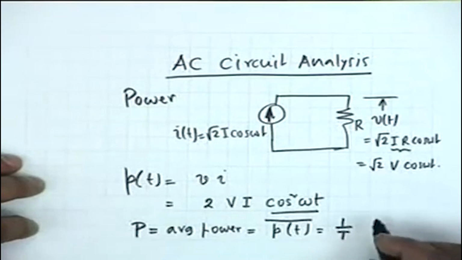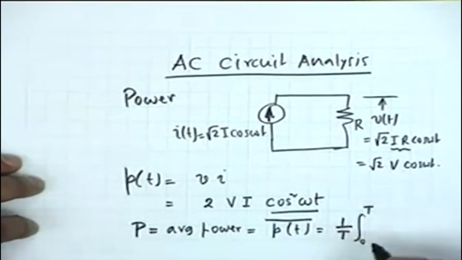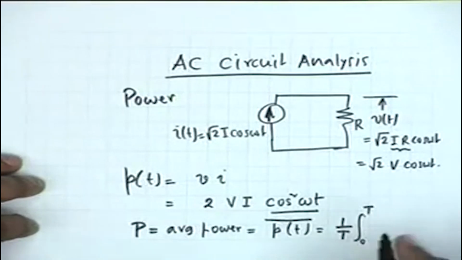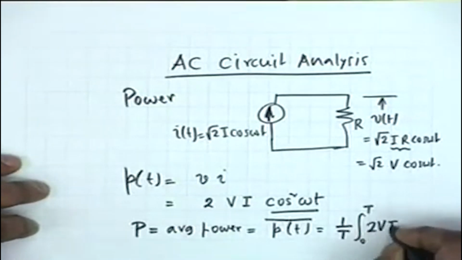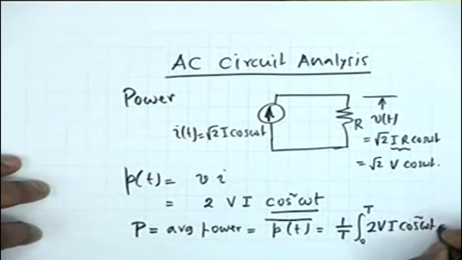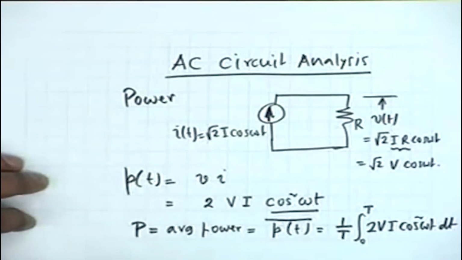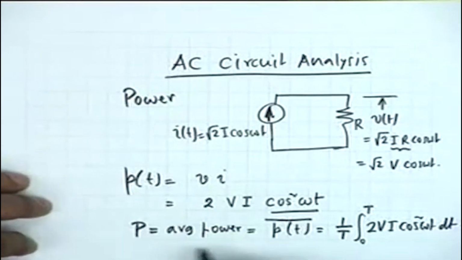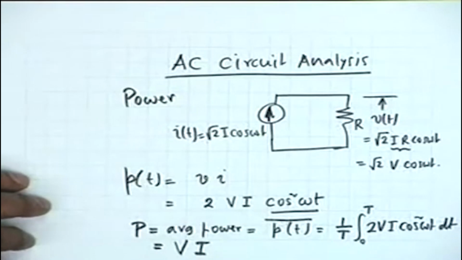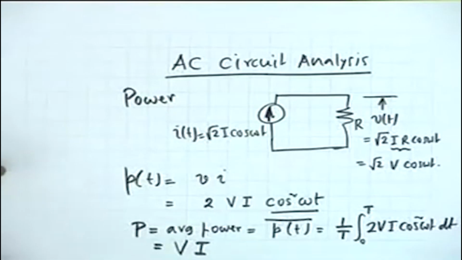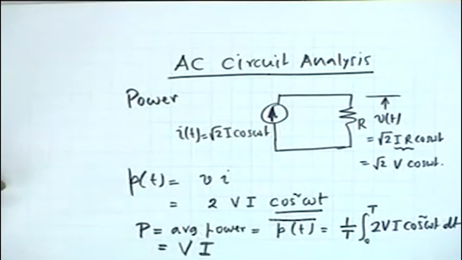Another notation for this is p of t average, where this average is over a cycle. In other words, it is 1 by T integral 0 to capital T, or any other instant of time small t1 to t1 plus T. The only thing is it has to be one complete cycle, of twice V I cosine squared omega t dt. And you know the average value of cosine squared or sine squared over one period is half, and therefore the average power is simply equal to the product of the root mean squared values of the voltage and current. And you know the unit for this is watt.